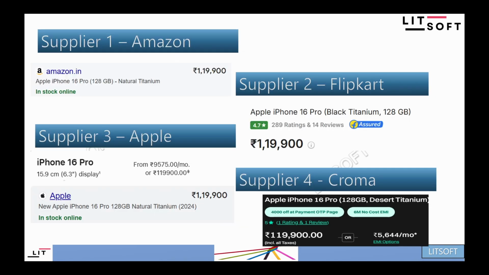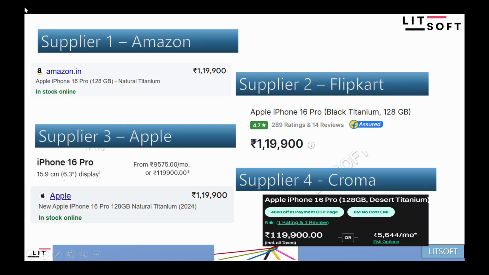This is the material iPhone, and this is the information about supplier 1, Amazon. If you see, 128 GB 16 Pro, natural titanium. Supplier 2 is Flipkart, with the same variants, and the price is 1,19,900. This is supplier 3, Apple Store, let's say. Apple has it in stock, so we'll have the same thing here.